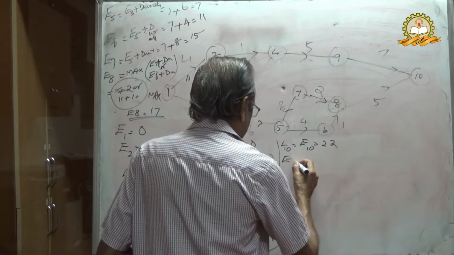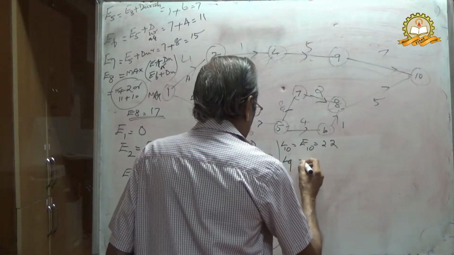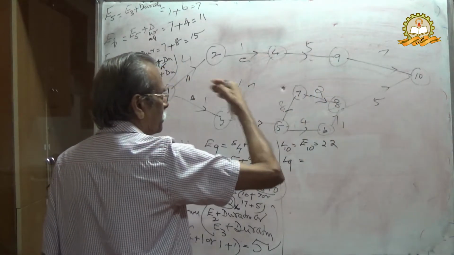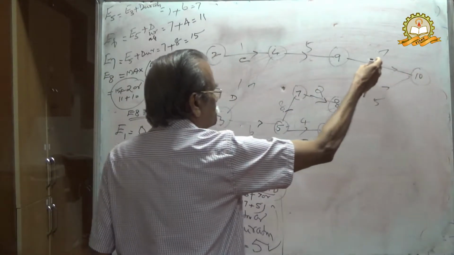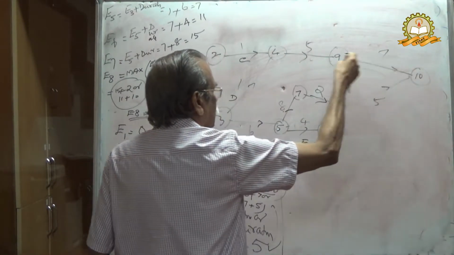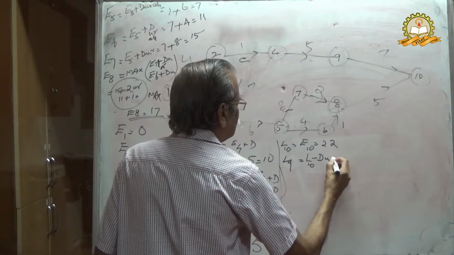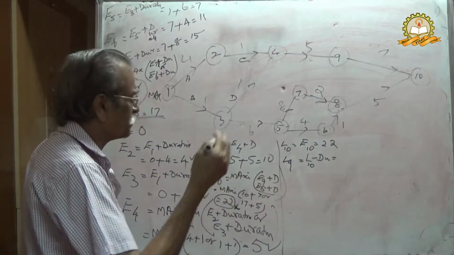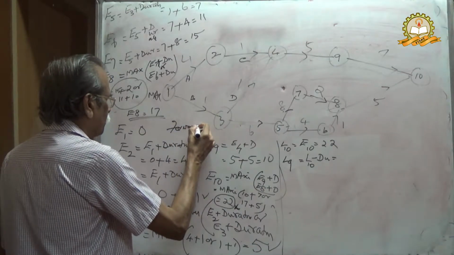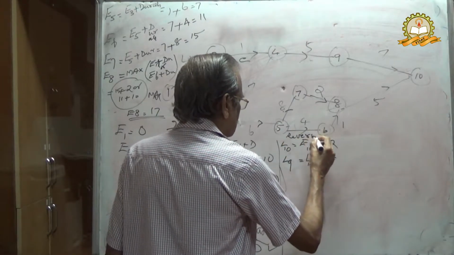Then L9. L9 is here, that is you are returning back. Therefore, L9 is reached from L10 minus duration. You are reversing the process. This is forward motion. This is reverse motion.